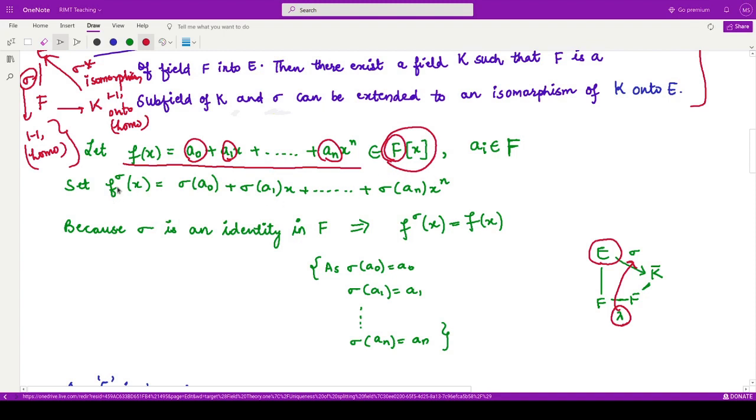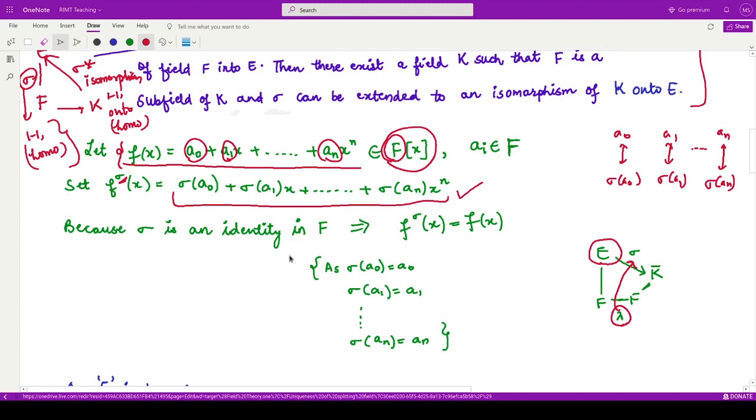We can set f sigma x, which is related to this sigma, using the same polynomial where now the coefficients have been replaced from a0 to sigma a0, from a1 to sigma a1, and so on up to an to sigma an. So this is given to us. So we assume another polynomial f sigma x, which is defined like this. Then we say this mapping and this mapping are exactly the same.